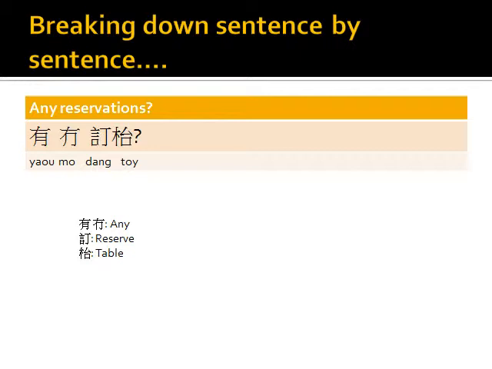Now, yao mo is actually a combination of two kanjis, in which one is to have, which is yao, that's the kanji for to have, and the next kanji mo means don't have. So basically this means do you have. Basically it's more of a question kind of sense when you put those kanjis together, and it has to be in that order, by the way. Now, dang in Cantonese means reserve, and toi in Cantonese means table.